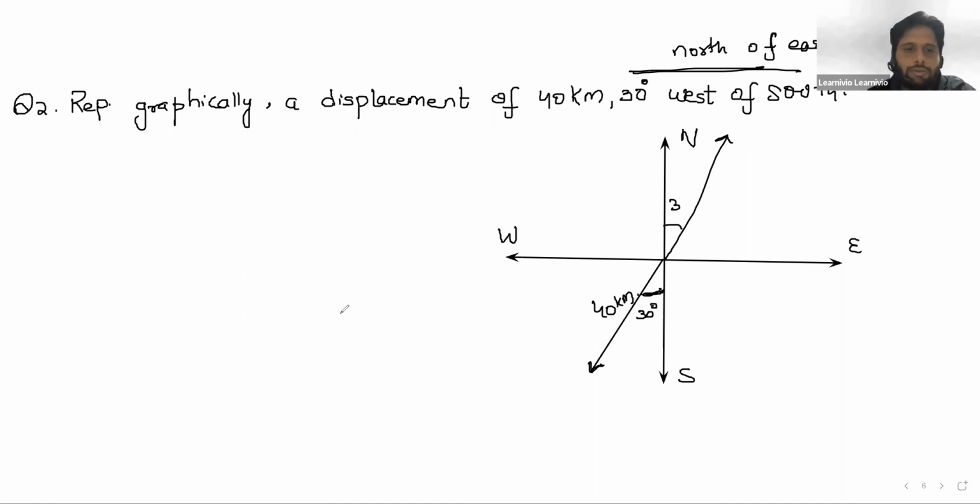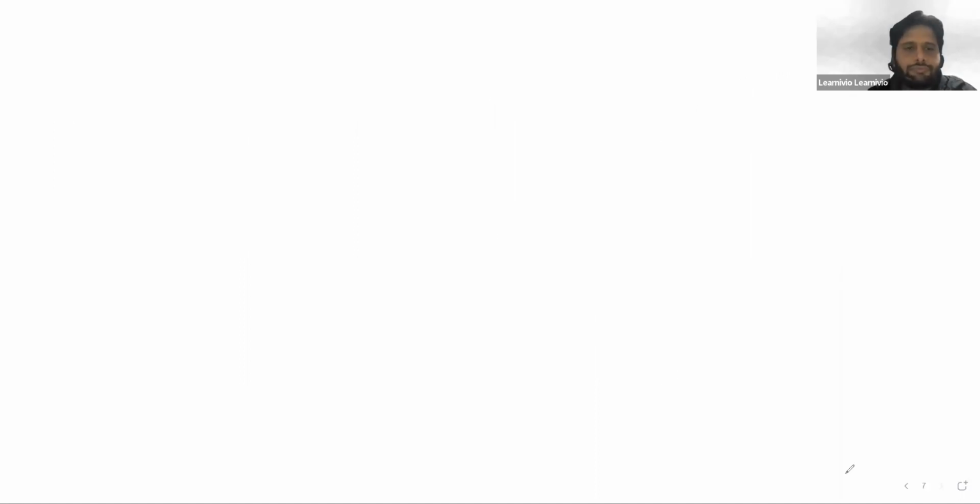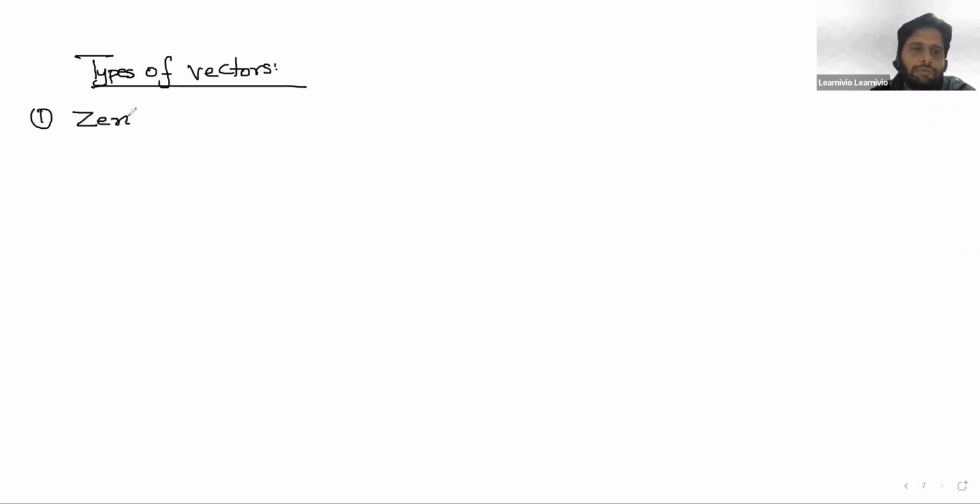Okay, let's start with next. Next is types of vectors. So the first is zero vector. But before that, how will we represent a vector? For example, you have 2 points, A and B. This is point A and this is point B. So this is your vector AB.